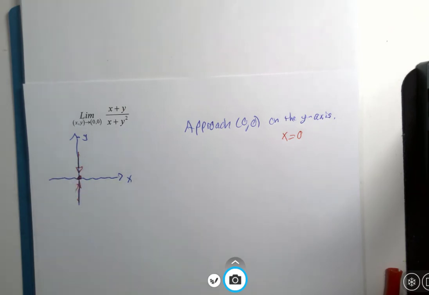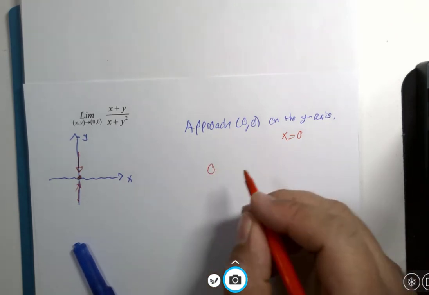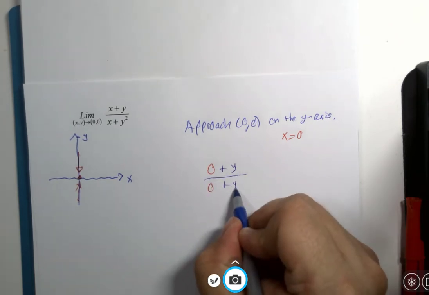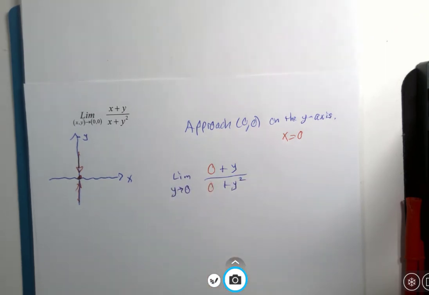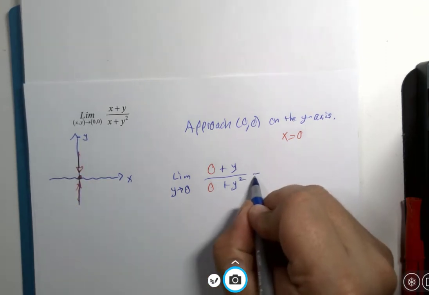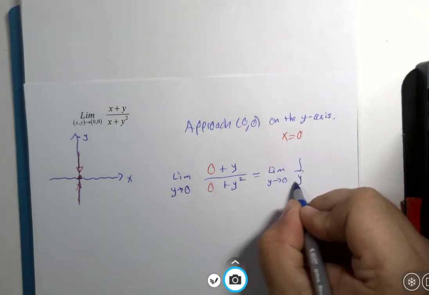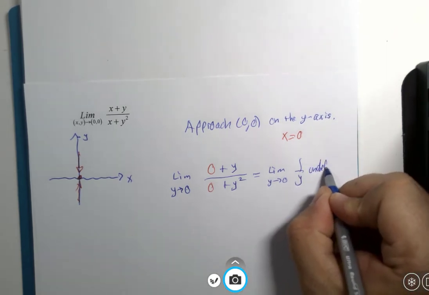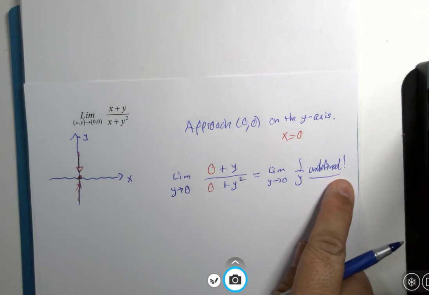So I'm going to change this problem. Wherever it says x, I'm going to plug in 0 plus y squared. And now I'm only interested in what happens as the y values are approaching 0 in this two-dimension picture here. And if I reduce the algebra, I'll get limit as y approaches 0 of 1 over y. This is undefined. That's undefined. That's an exclamation point. That's kind of a big deal.